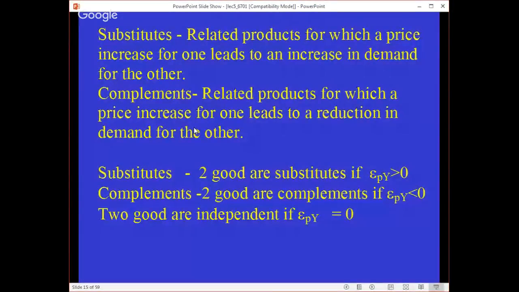So we've already talked about this when we talked about the income and substitution effect. But substitutes are related products for which a price increase in one leads to an increase in demand for the other. You get the positive relationship. And complements are related products for which a price increase in one leads to a reduction in demand for the other. So for cross price elasticity, if they're substitutes, the cross price elasticity is going to be positive. If they're complements, it's going to be negative. And of course, if they're independent, if they're not related, it's going to be zero.